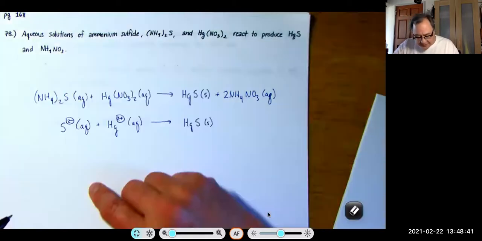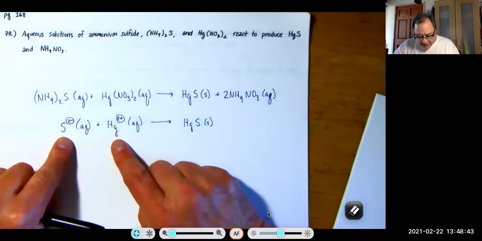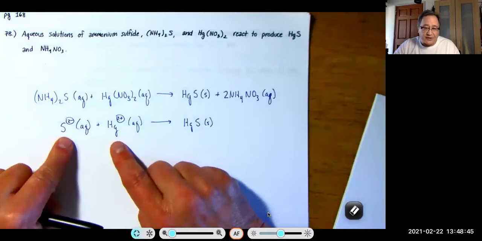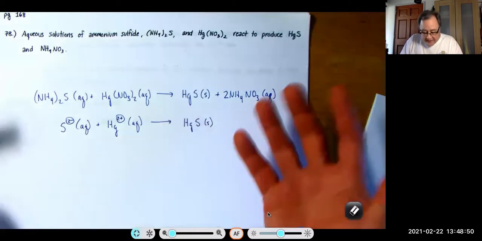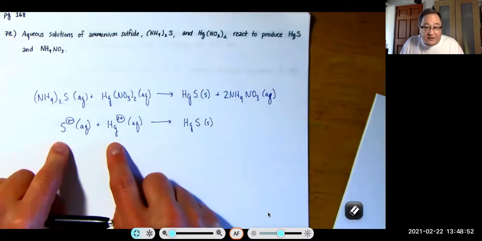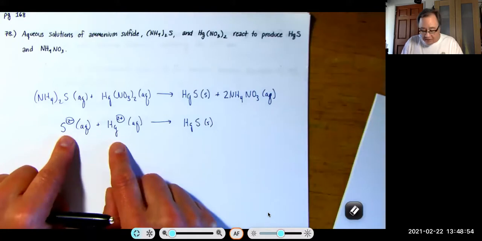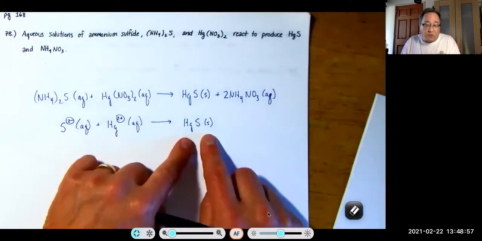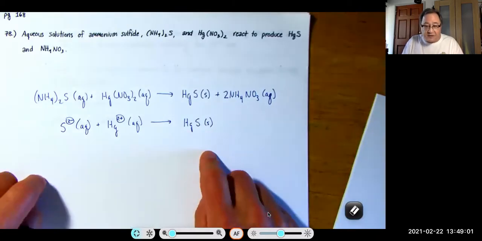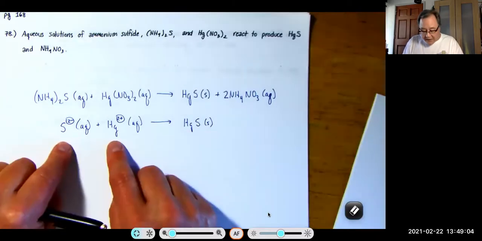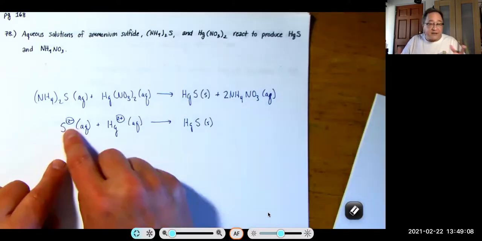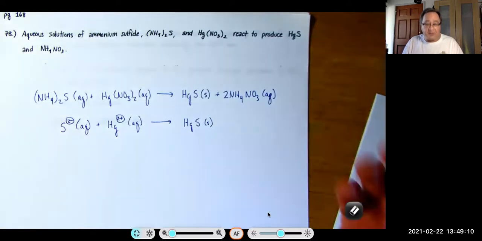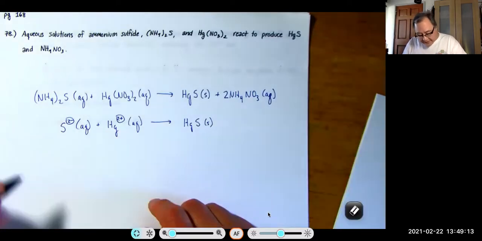Now, a student asked me the other day, does it matter that we put the cation first and the anion second, or can we just write them in any order we want? And the answer is when they're aqueous, it doesn't matter. The order does not matter. But in a compound, the order does matter. So what I have here is perfectly fine. But if you preferred to put the mercury first and the sulfur second, that's also fine. Okay, so that's the net.